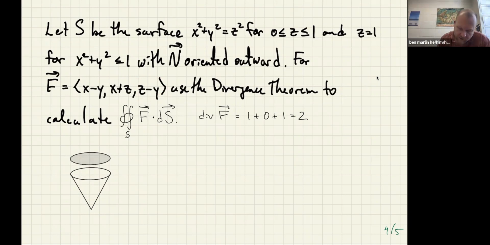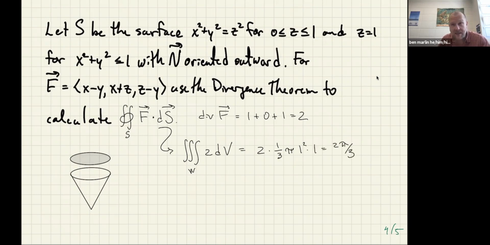So we will have to do this volume integral across the interior. I didn't really give the interior a name, so I'm just going to write a W here because they use that in your book a lot, of 2 dV, which is equal to 2 times the volume. The volume of a cone is given by 1/3 pi r squared times h. So we end up with 2 pi over 3. And that's it.